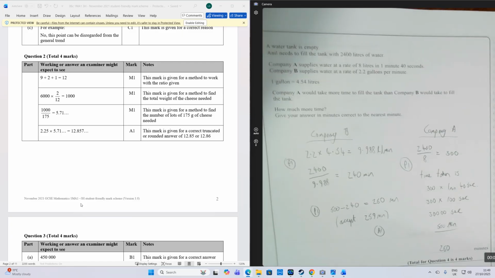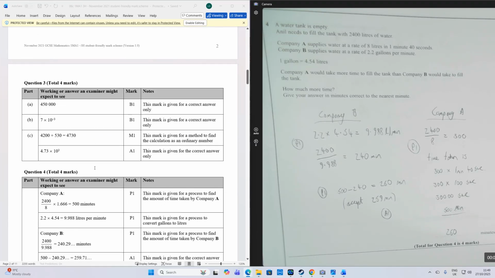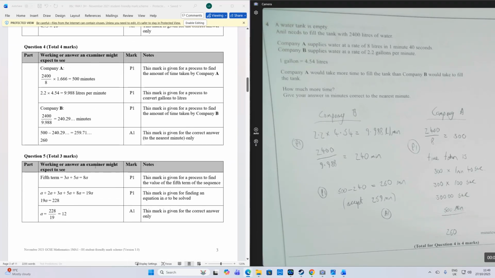The next question is number 4. Okay, let's have a look at question 4. There we go. Question 4, there it is.